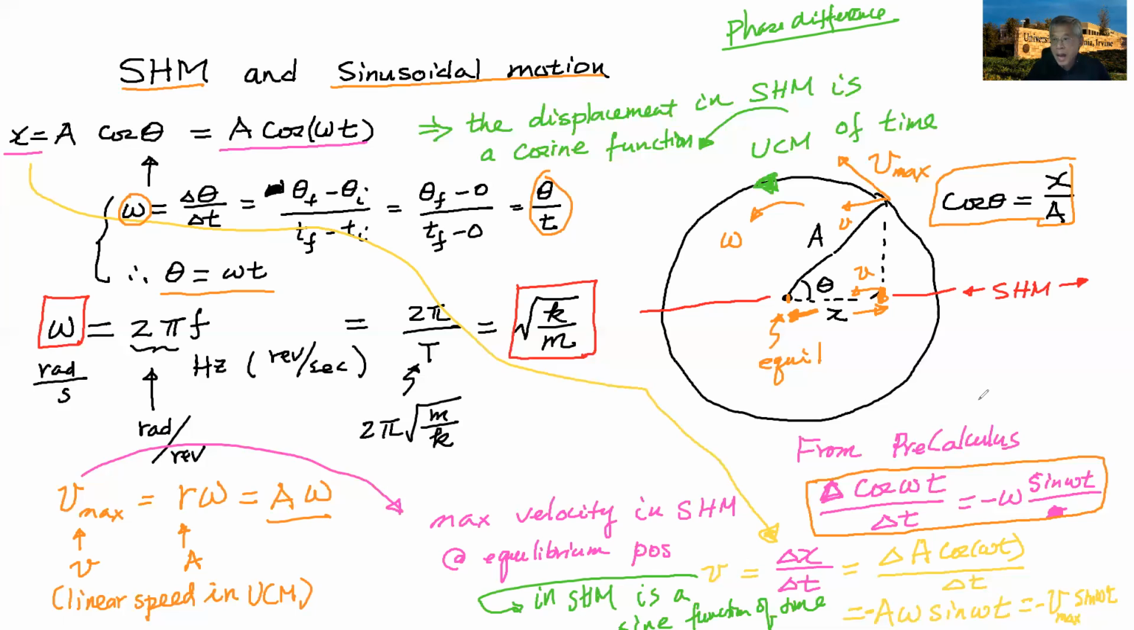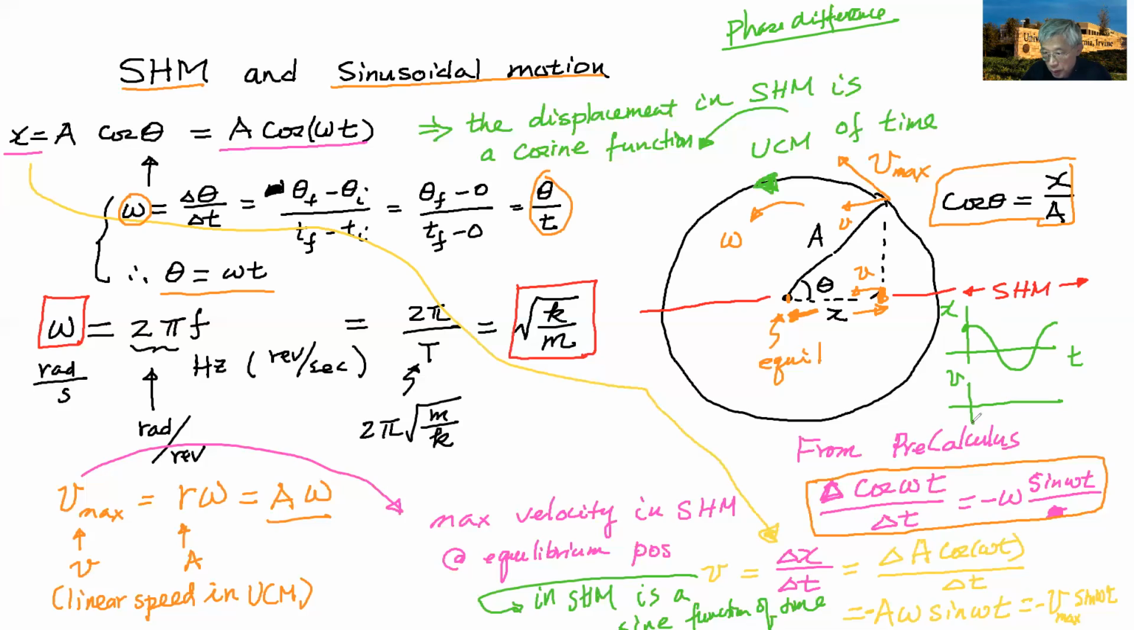So you can plot this out. x looks like this: a cosine omega t. This is x and this is t. This is how the displacement changes with time in SHM. It's a cosine function like that. And the velocity in SHM looks like this. Velocity, and it's minus v max.